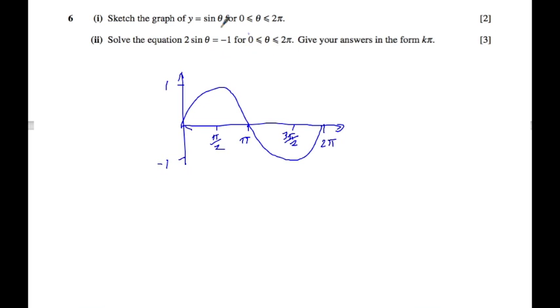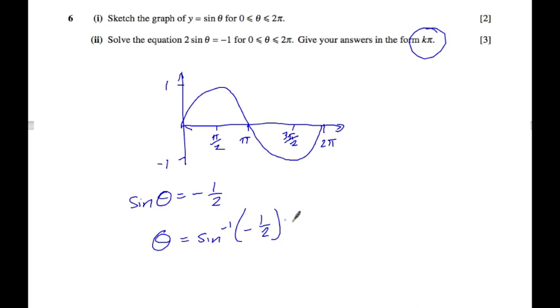Right, so now we want to solve the equation 2 sine theta equals minus 1 between 0 and 2 pi, giving your answers in the form k pi. So we need to write it in terms of pi. So that would mean sine theta equals minus a half. Now if you put theta equals sine to the minus 1 of minus a half in your calculator, and make sure it's in radians because this whole question's in radians, you should get minus pi over 6, which is the equivalent of minus 30 degrees.